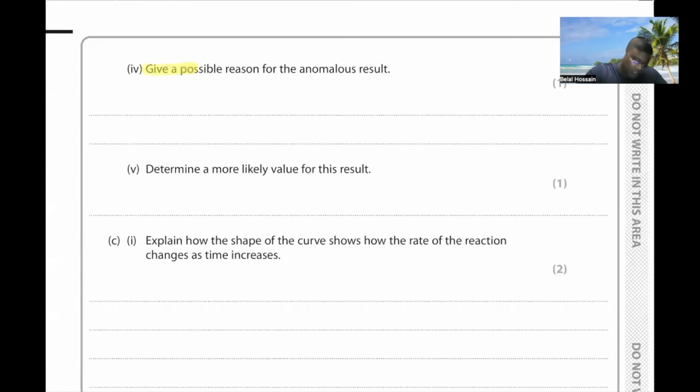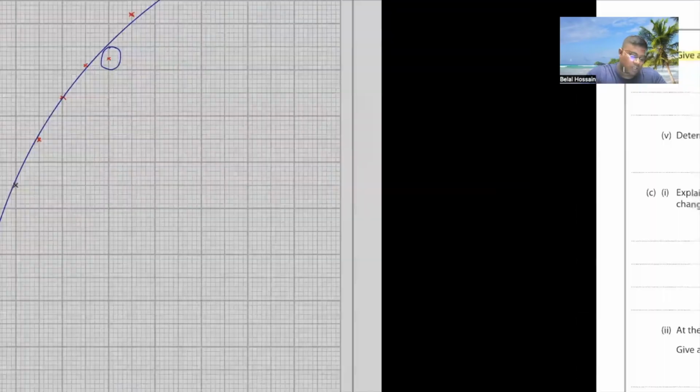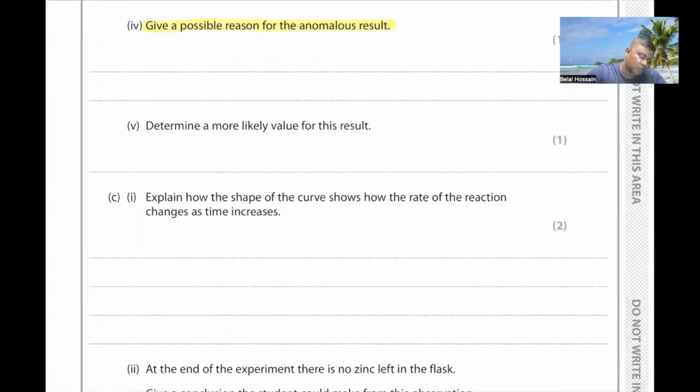Part 4. Give a possible reason for the anomalous result. Because we see that it has lower volume, so probably the student has taken the result before the minute was due. So the student took the reading too soon before 6 minutes.